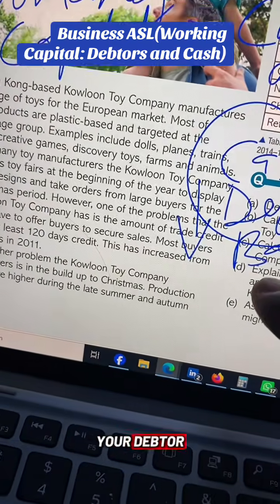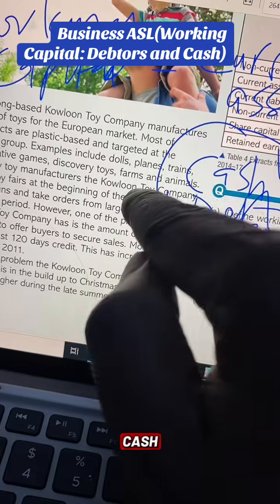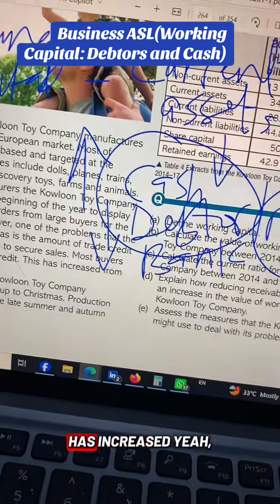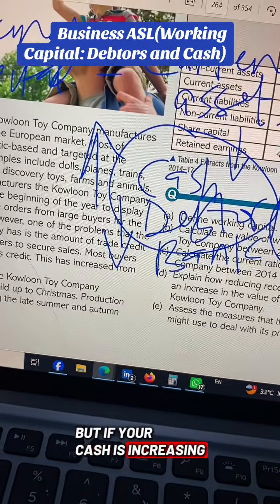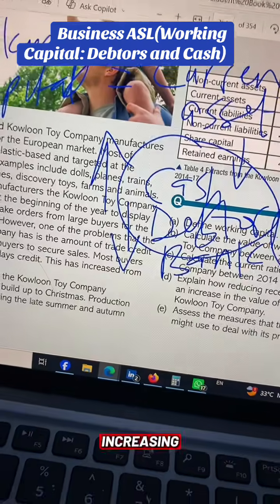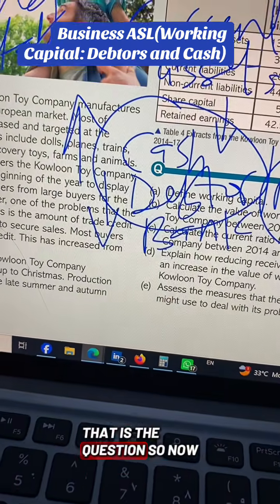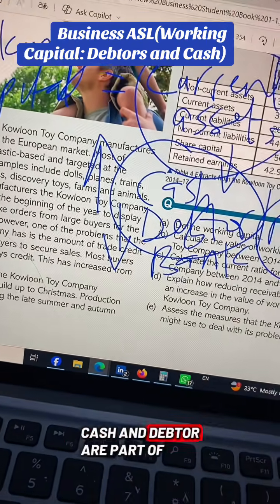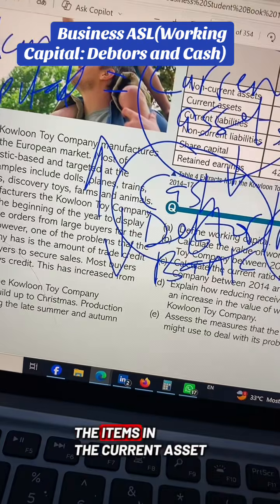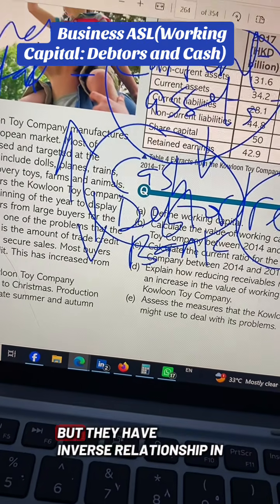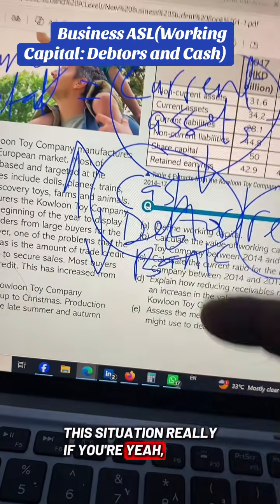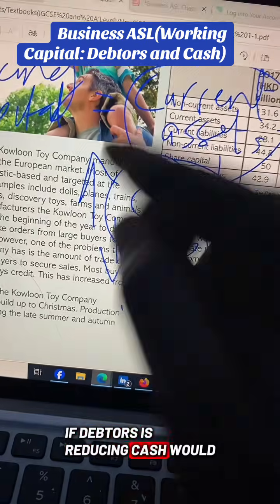You've reduced your debtor, which means now you have more cash. Your cash has increased, yes or no? But if your cash is increasing, why is your working capital not increasing? That is the question. So for our current assets, cash and debtor are part of the items in the current asset, yes or no? But they have an inverse relationship in this situation. If debtors are reducing, cash would increase.